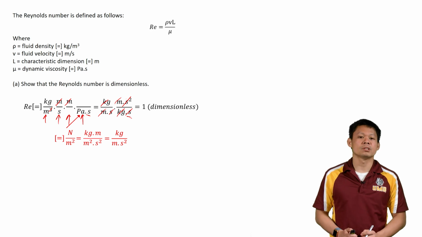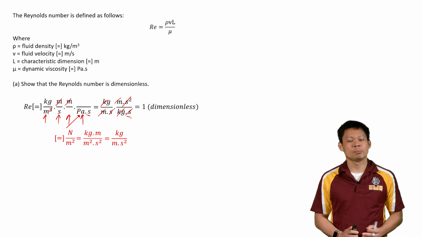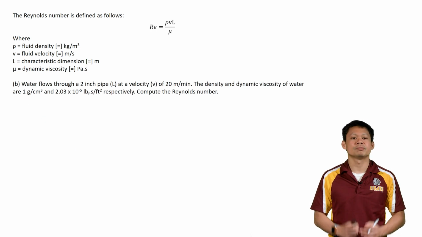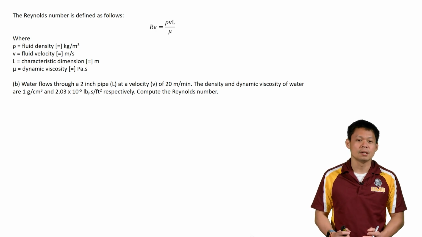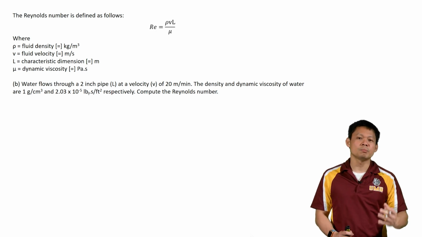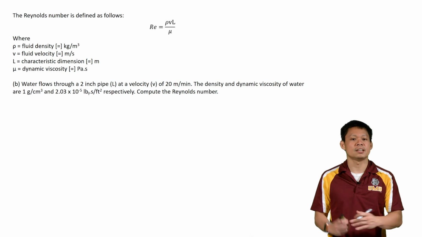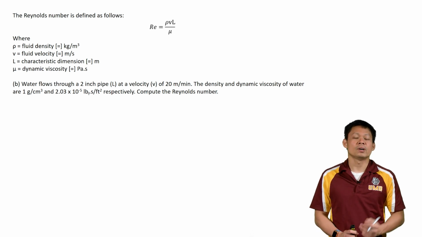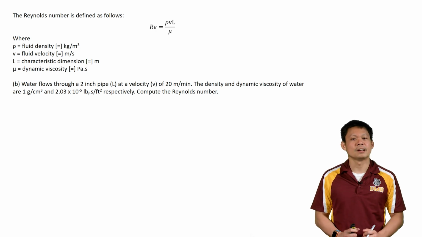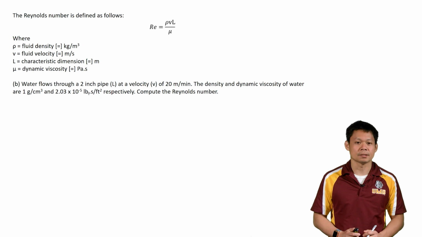So we have shown that the Reynolds number is dimensionless. Now in part B, we are given a whole bunch of different numbers for the variables in different units. What I like to do is make sure that all the units are consistent so they cancel nicely. I like to put everything in SI units, because then everything should cancel out appropriately, as I would expect.